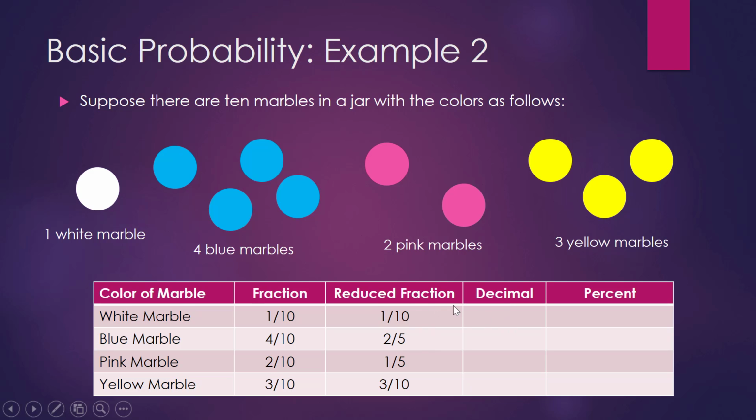In order to get a decimal, all we have to do is type the fraction into our calculator. Remember, the fraction symbol is the same as the division symbol. So 1 over 10 becomes 0.10, 2/5 or 4/10 is 0.4, 2/10 or 1/5 is 0.2, and 3/10 is 0.3. To convert from a decimal to a percent, we simply multiply by 100%, and we have percents of 10, 40, 20, and 30.